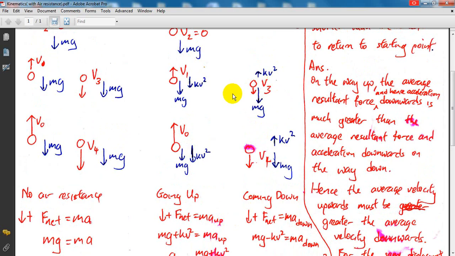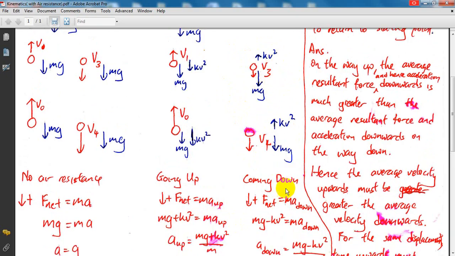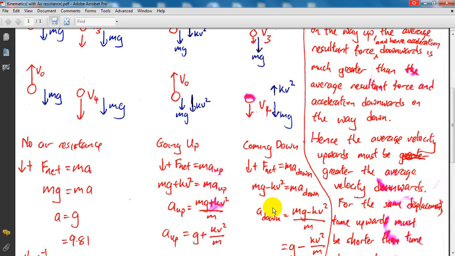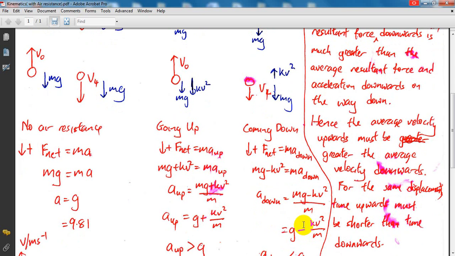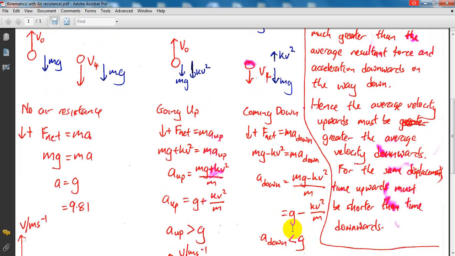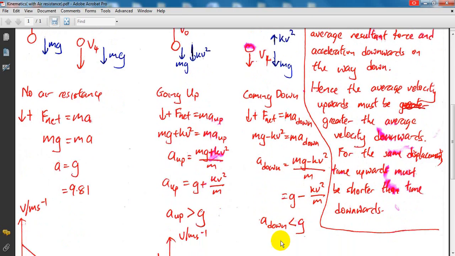For the coming down case, it's a bit different because my F net is no longer mg plus kv squared. If you look at the free body diagram of the ball, my F net now is mg minus kv squared because they are in opposite directions. Therefore we can get acceleration downwards to be mg minus kv squared divided by m. A simple manipulation, and you realize that when I'm coming down, in the case where there is air resistance, my acceleration of the ball on the way down is actually smaller than g, because it's g minus a value that is positive.